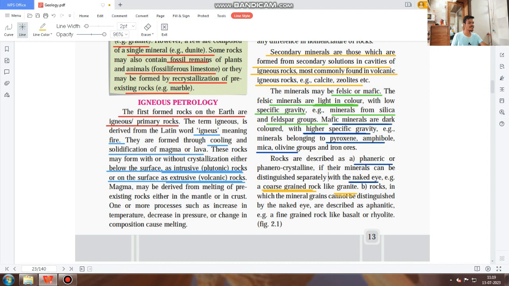Phaneritic and coarse grain are the same. And aphanitic rocks are those which you cannot see. An example is rhyolite, which you cannot see with your naked eye. Okay, so we move on to the next page.